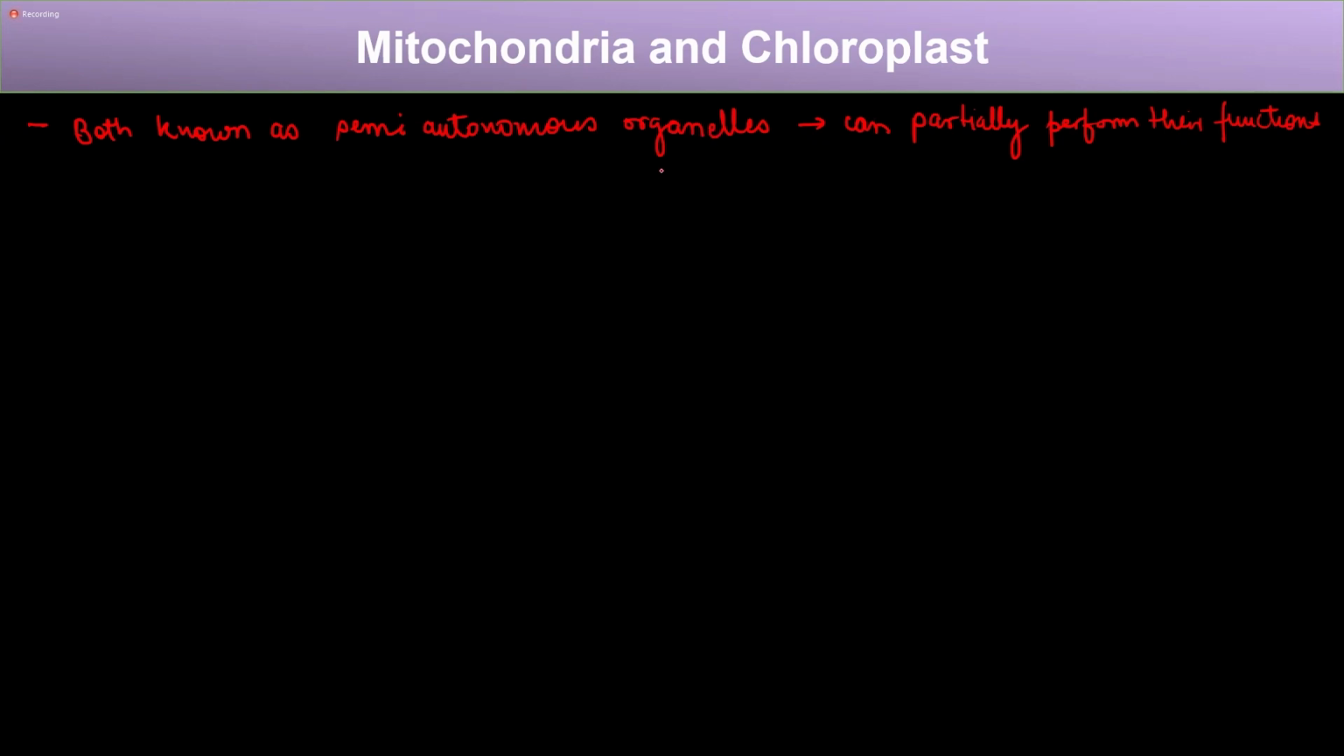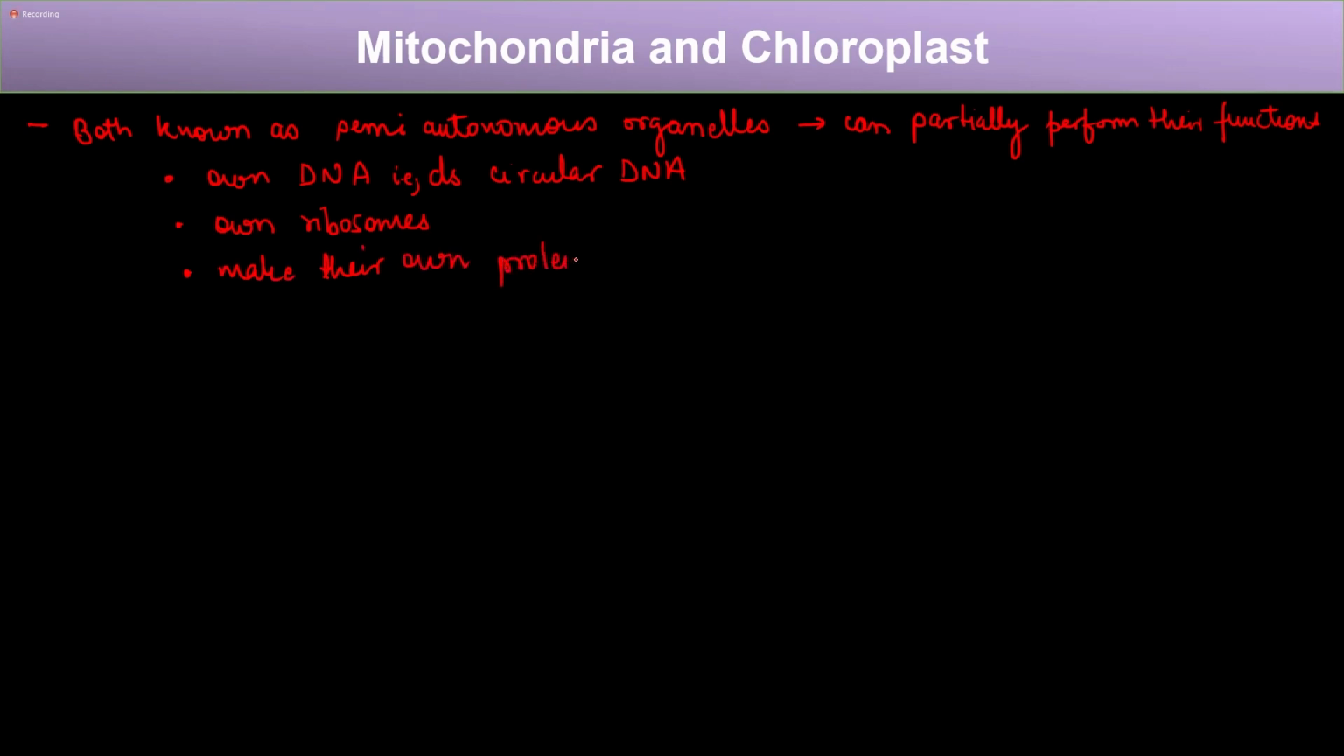Now, if someone asks how you can say both are semi-autonomous organelles, you can write because they both have their own DNA, that is double-stranded circular DNA, right? Apart from this, they have their own ribosomes, right? And because they have ribosomes, they can make their own proteins. And because of this, they are known as semi-autonomous organelles.